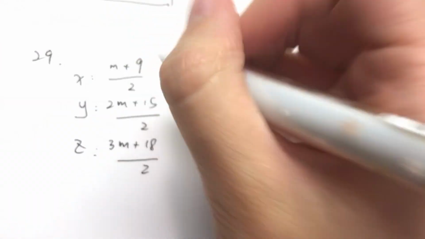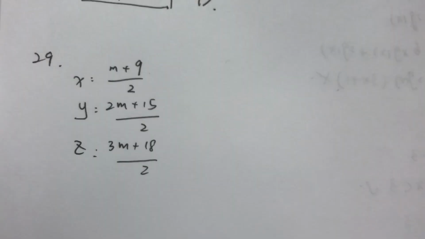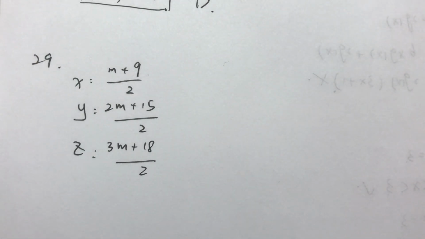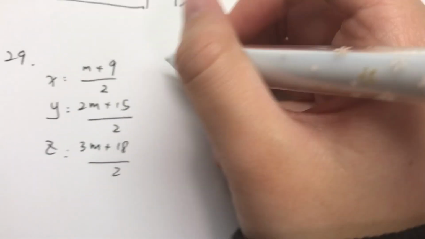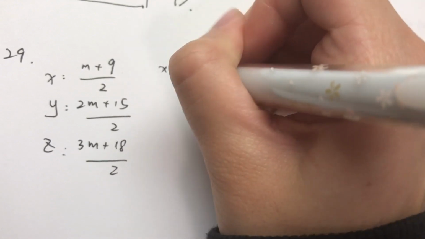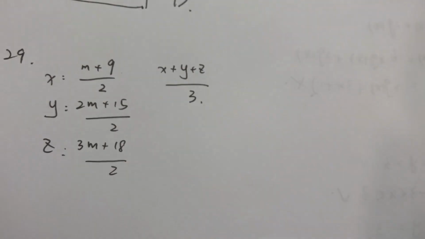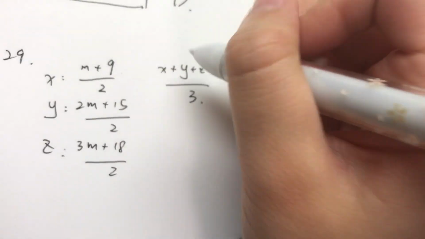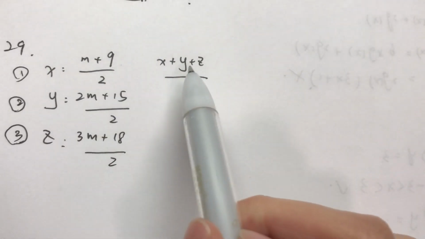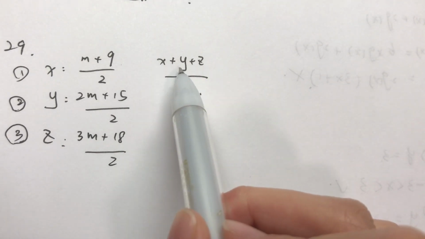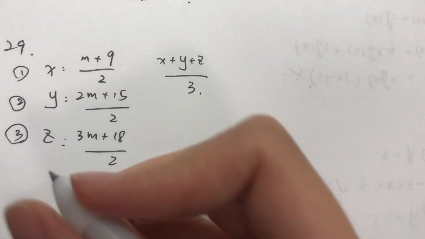So I write it like this, since this is the average formula for x, y, and z. The question asks for the average of x, y, and z in terms of m. So the formula should be x plus y plus z divided by 3. In case we don't know the value of x plus y plus z, we need to add these three together to get the value, and then divide by 3.